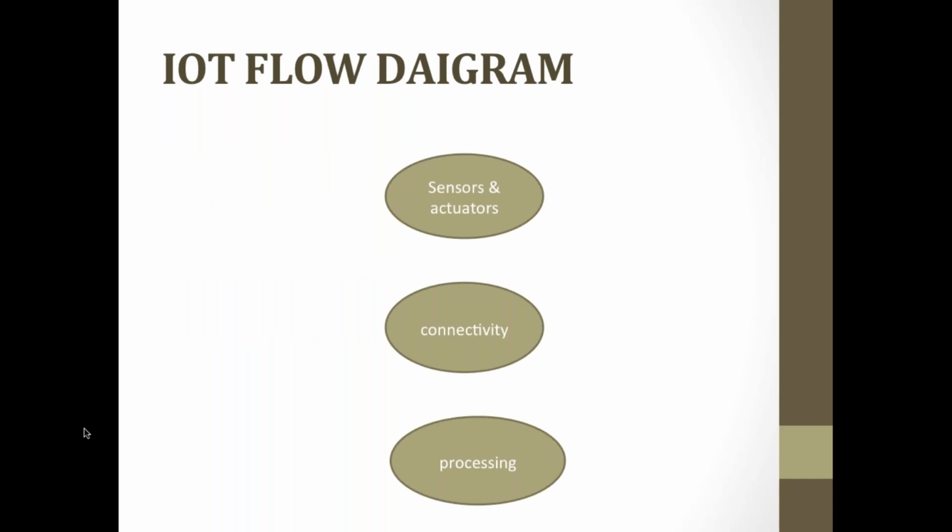So this is the IoT flow, guys. The sensors and actuators, which are inbuilt in the node, that means in the thing, and connectivity, process. Node should be connected to the gateway, and gateway to the cloud database for processing. And it gives a reverse action back to the gateway, to the node, to behave according to the user action. Clear point, guys?